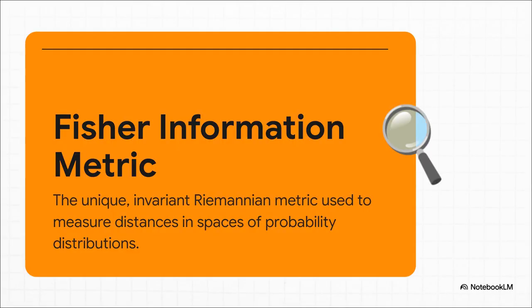And here it is, the Fisher information metric. Now, it's called a Riemannian metric, which is really just a fancy way of saying it's a ruler that works on curved surfaces, not just flat ones, and it's invariant, which is super important. It means you get the same measurement no matter which way you turn the map. It's basically the universal standard of measurement in this world.